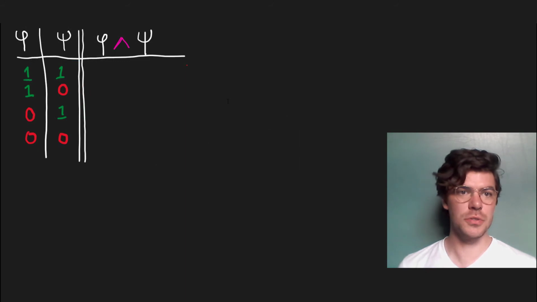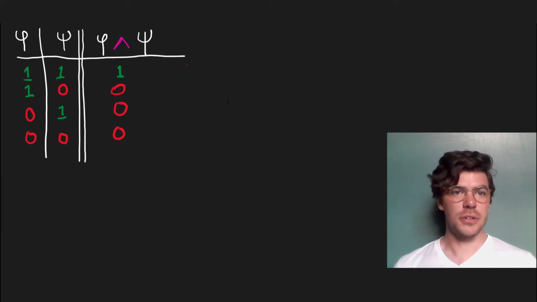Now let's look at conjunction. And here again, we'll use zeros and ones to represent falses and trues. So phi and psi will come out true in the first row, false in the second, or 0 in the second, 0 in the third, and 0 in the fourth. And that's just what our table for conjunction looks like.